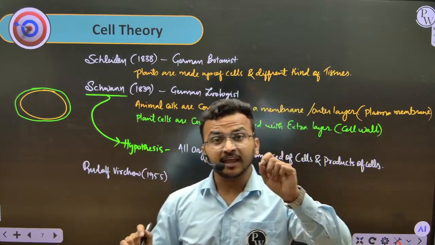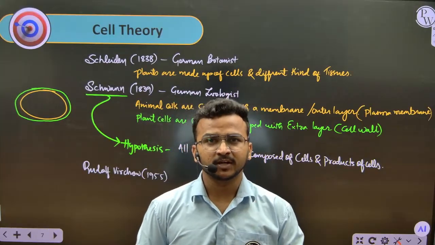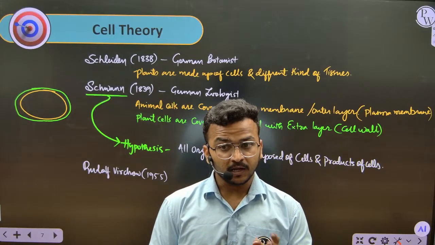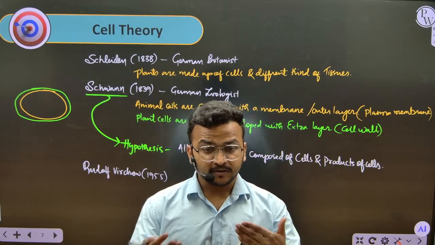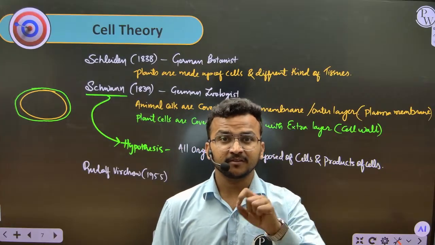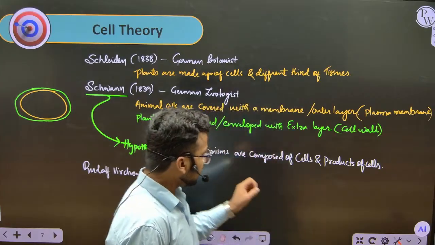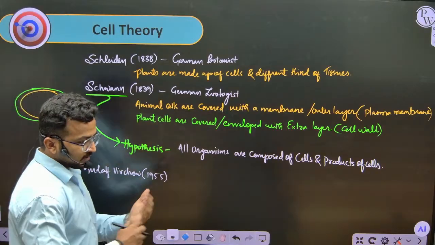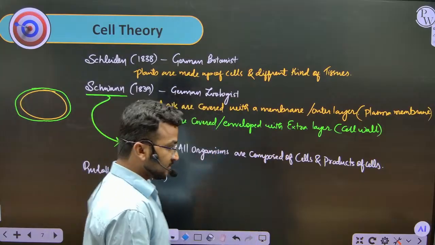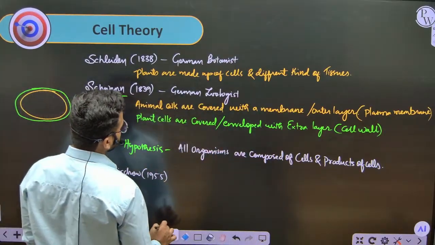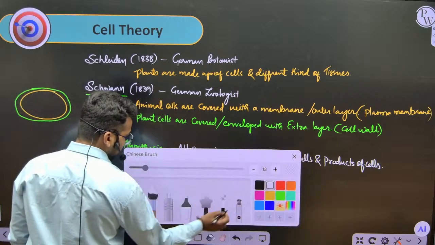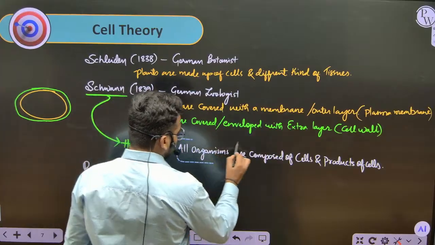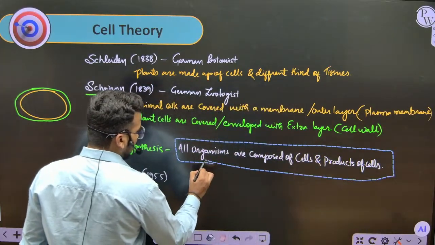So you need to read NCERT line by line. It is a very important thing in NEET. Along with remembering or understanding the concept, you need to remember the facts also. You need to remember year wise whom, what he discovered, in which year, and what it is composed of. So Rudolf Virchow gave a statement; along with this same statement about all organisms, he added one more statement.